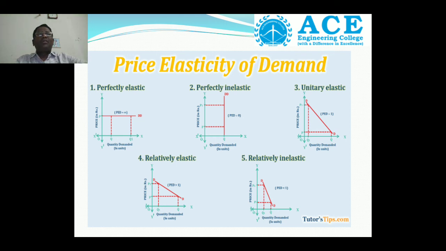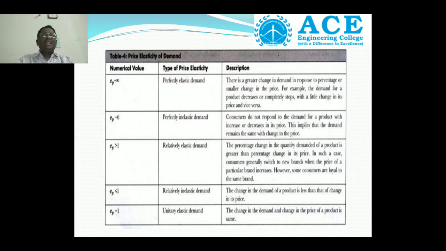Then we can write the overall information in a tabular form. What does this tabular form indicate? The numerical value of that particular elasticity, the type of price elasticity, and the description of the price elasticity of demand. So what is the first one? Perfectly elastic demand. What is the numerical value of perfectly elastic demand? Infinity. Then what is the description?